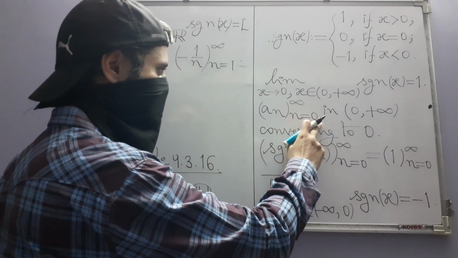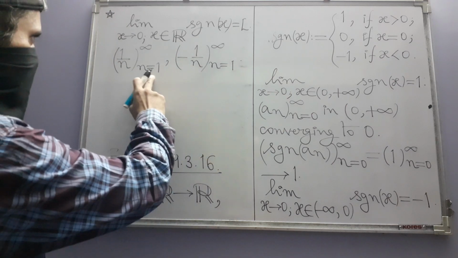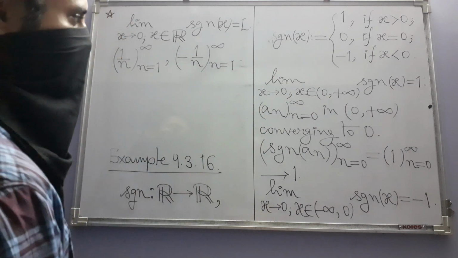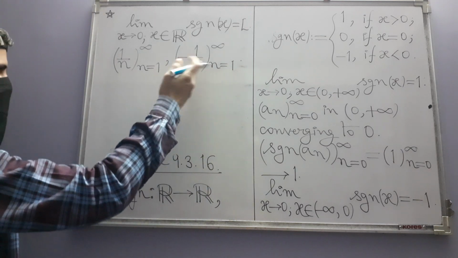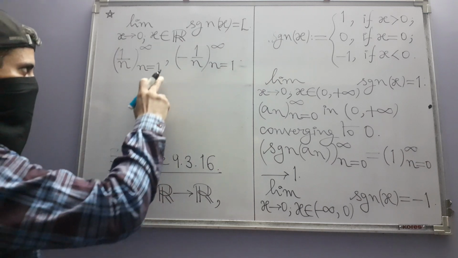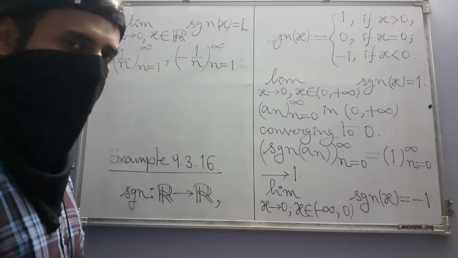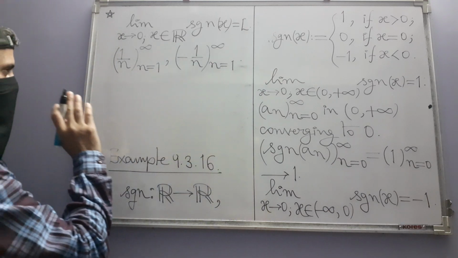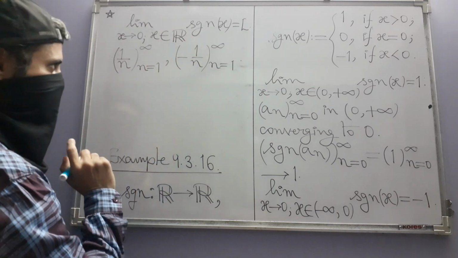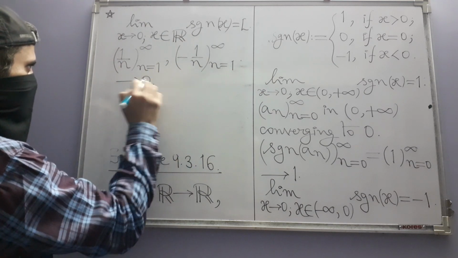Here the sequences start from 0, the index starts from 0, but here it starts from 1, but you already know that that is not a problem at all. You can make a slight change here. You can write n plus 1 in place of n, then you can start n from 0. It's not going to affect anything. Now these two sequences are sequences in R, of course, they are real sequences, and both of them converge to 0.